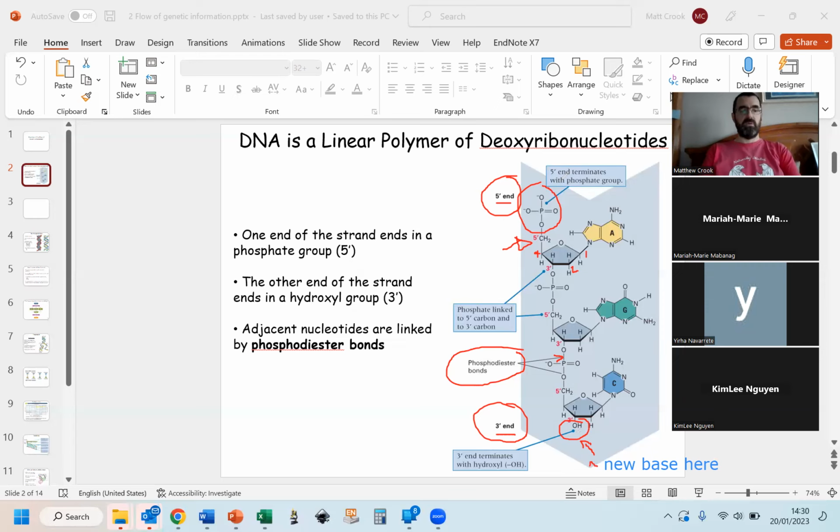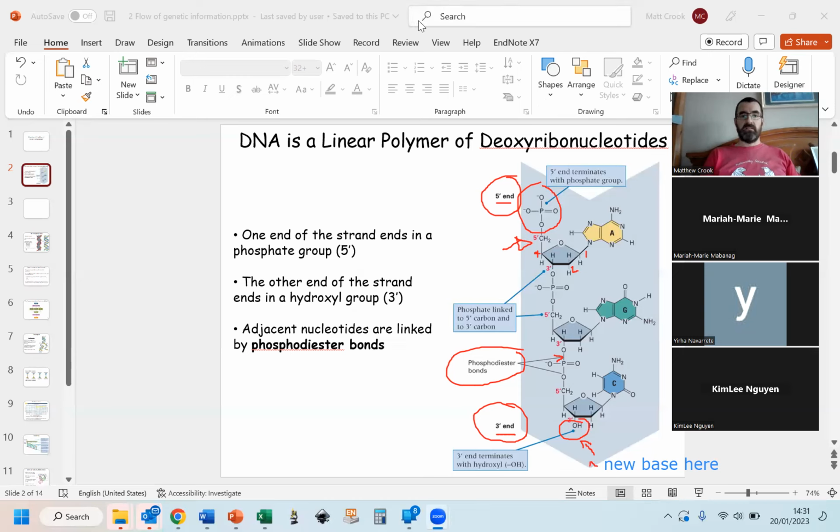So the backbone of DNA is alternating sugars and phosphate groups, right? So sugar, phosphate, sugar, phosphate, sugar, phosphate, all the way down till you get to the end. Or if it's bacteria, you never get to the end because it's circular. Okay, so that's probably enough from that one.